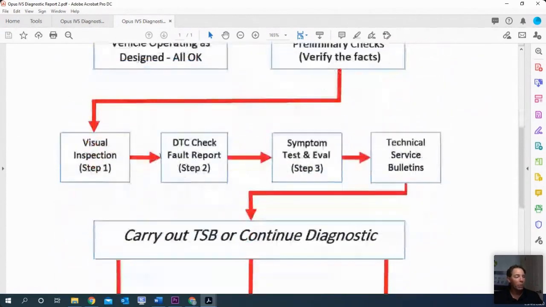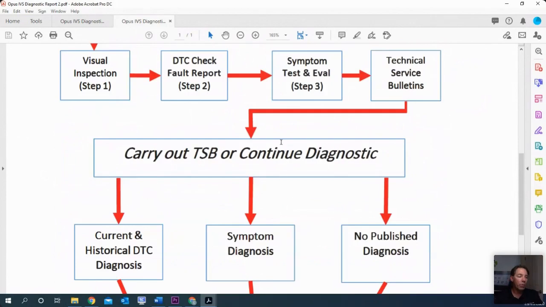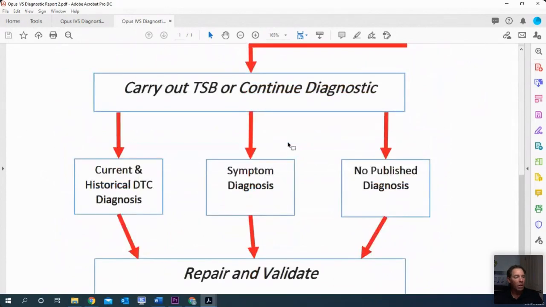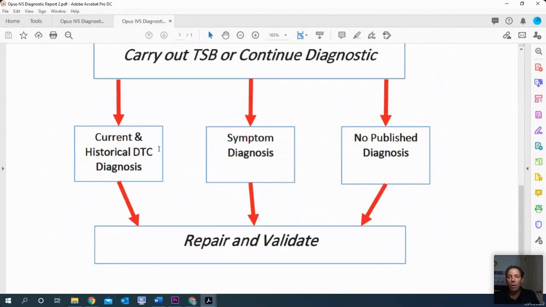And then from our fact-finding mission, we might do our visual inspection, we do our DTC fault report, we check the symptoms, and we do some test and evaluation. We might then move into our service bulletins. From there, we'll carry out any TSBs that are available or continue our diagnostic. And that could mean, quite simply, looking at whether we're going to diagnose using DTCs or we're going to diagnose via symptoms, or there might be any sort of diagnosis for that vehicle. Last step is the repair and validate.